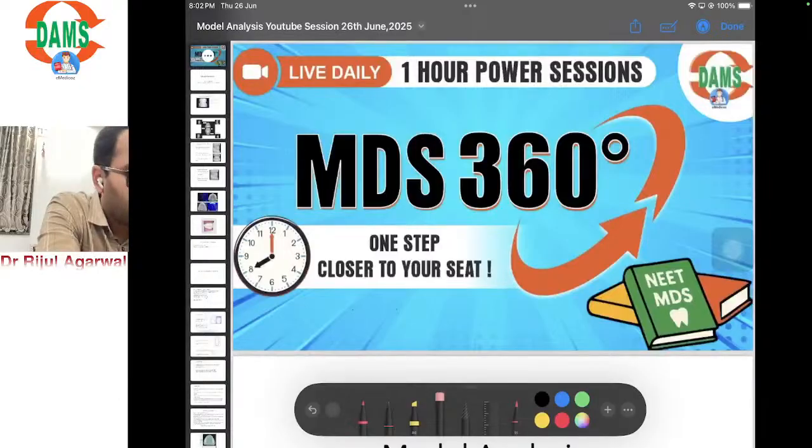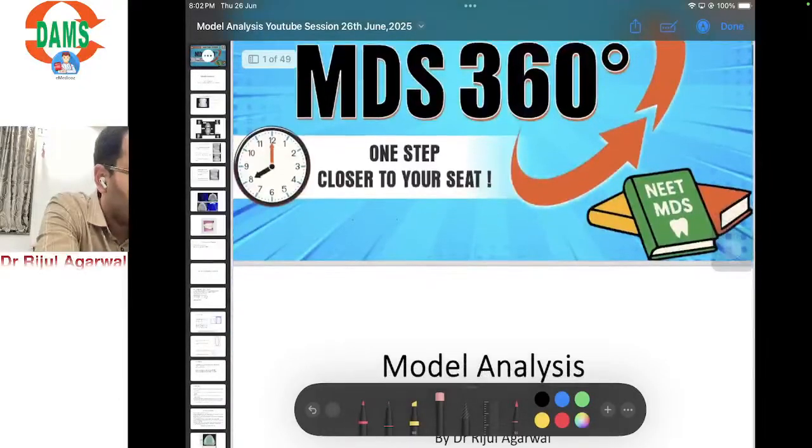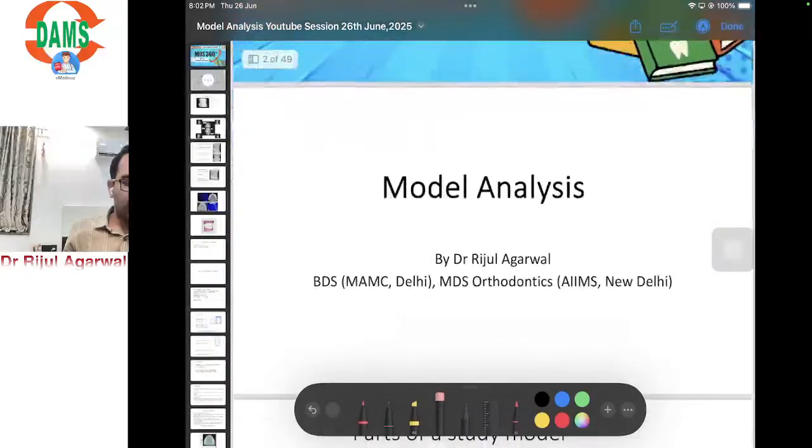So today we are progressing from cephalometric analysis, which we covered last week, to model analysis. These are all part of your diagnosis and treatment planning of an orthodontic case, and they form an essential part. Model analysis is comparatively easier than cephalometric analysis, clinically and in terms of doing it.